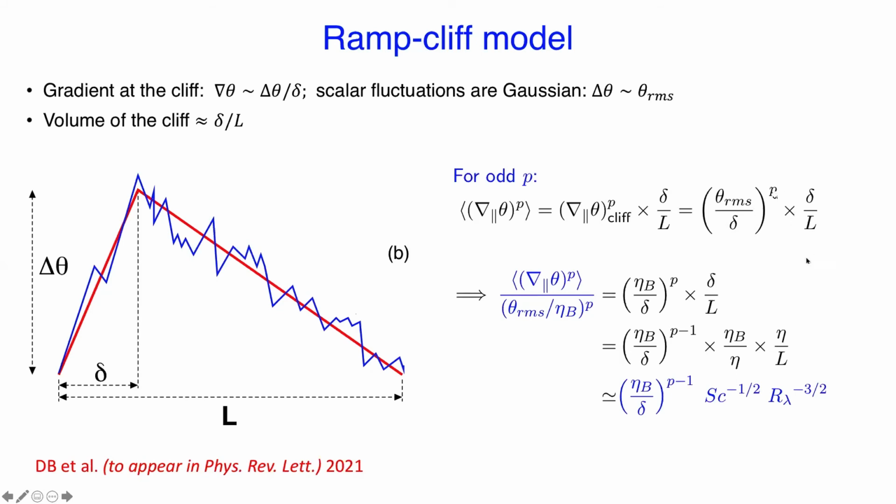times delta over L. And if we normalize it in this manner by theta RMS over the Batchelor length scale to the power p, then after some simplification, what we get is this expression, eta b by delta to the power p minus 1, which I'll come to. But otherwise, we get this Schmidt number to the power minus half and R lambda to the power minus 3 half. So for the data that we have, we can at least satisfactorily explore the Schmidt number dependence.